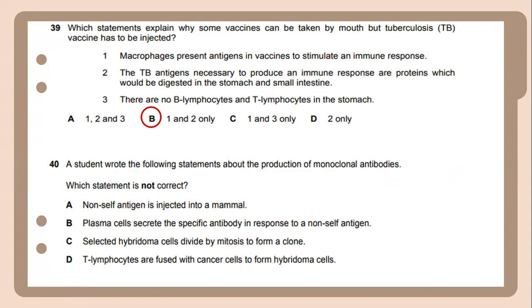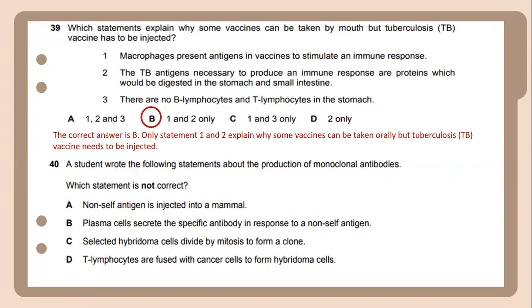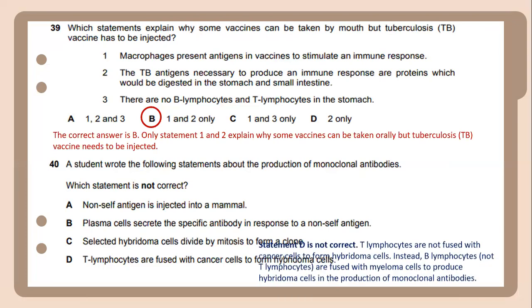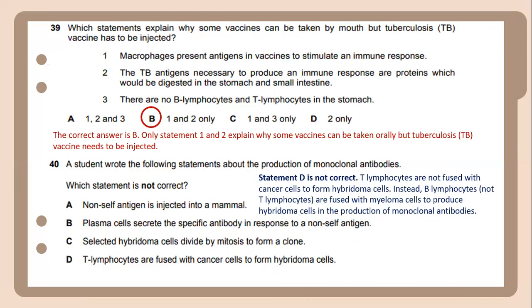And 39, which statement explains why some vaccines can be taken by mouth, but the tuberculosis vaccine has to be injected? First is macrophages present antigen in the vaccine to stimulate an immune response. And number 2, the TB antigens necessary to produce an immune response are proteins which would be digested in the stomach and small intestine.